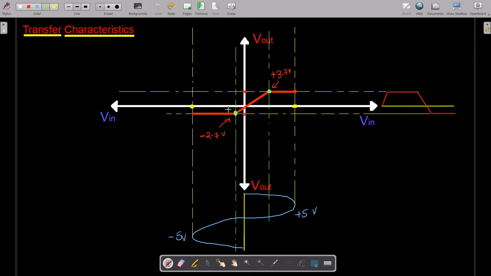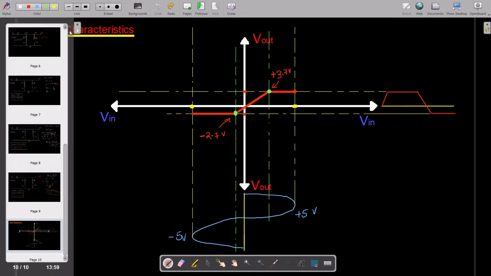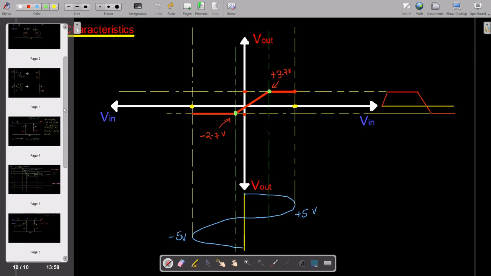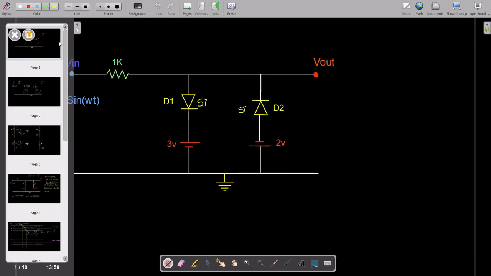And I had already told you what a transfer characteristic is in the previous session. So now I really hope that you understood each and everything about this particular circuit, and how to proceed whenever you get such a circuit.